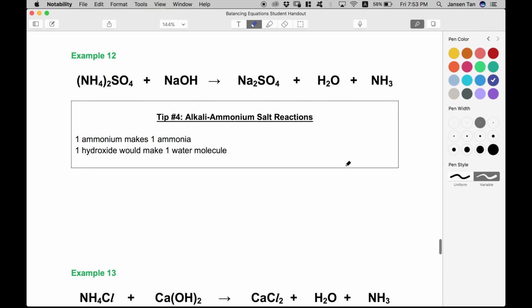Let's move on to yet another kind of equation that you encounter very often, the one with alkali and ammonium salt. So we have alkali here, ammonium salt.